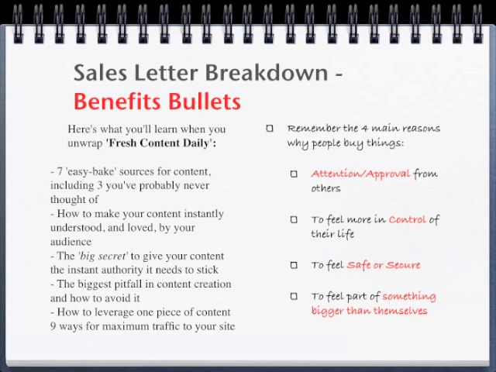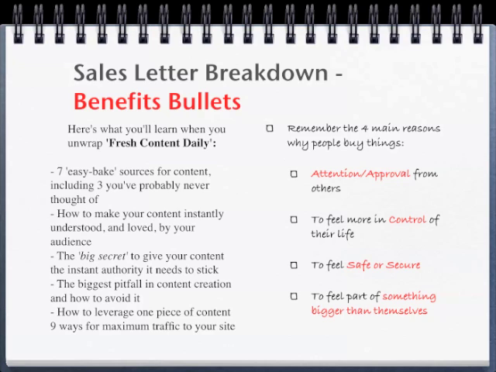You always need to be thinking about the 4 main reasons why people buy things. And those 4 main reasons are simple. They are attention or approval from other people, to feel more in control of their life or their situation, to feel safe or secure, or to feel part of something bigger than themselves. If we take a look at each of these bullets, they will fit into 1 or more of these categories.